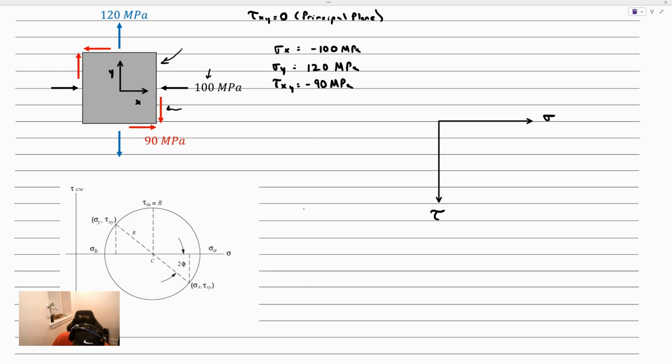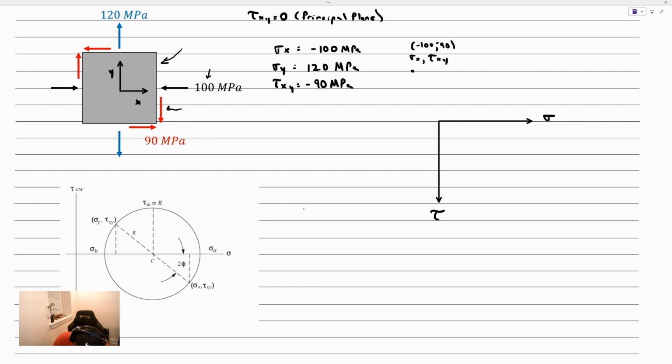So let's go ahead and plot the two relevant points. Sigma x, let's say this is sigma x, tau xy, and what coordinate pair does that correspond to? Negative 100, 90. That corresponds to negative 100, negative 90. Remember, up is negative on Mohr circle, down is positive.